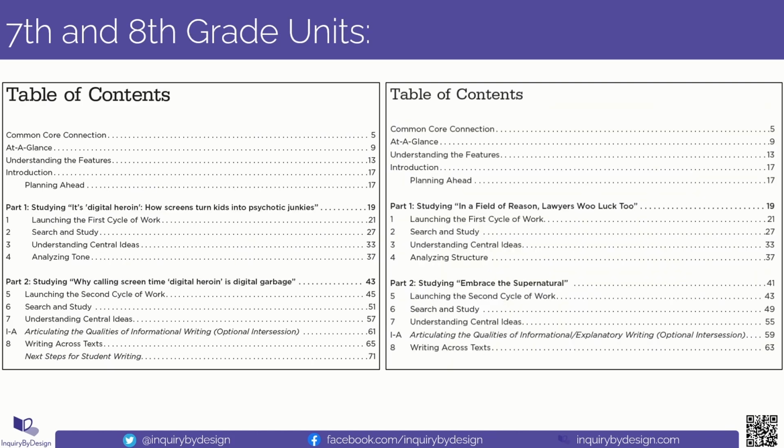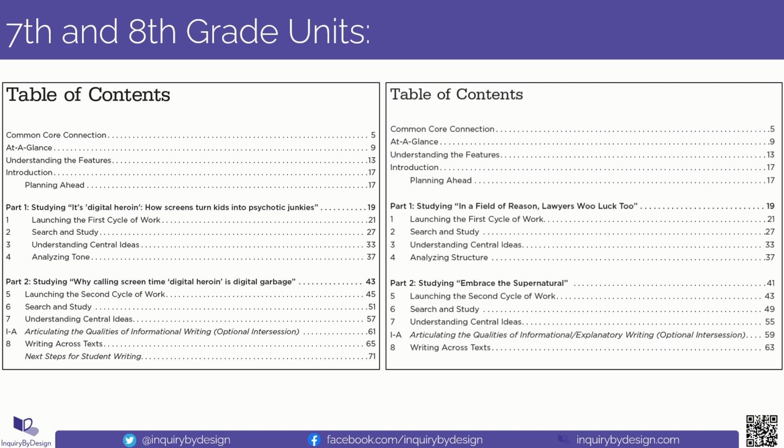At 7th and 8th grade, what you're going to find is a very similar structure, with 7th grade examining a set of texts focused on technology and addiction, in which the second author is directly responding to the first, and 8th grade looking at the ideas of superstition and ritual, with students reading about the unusual habits of typically no-nonsense lawyers, and then examining these habits through the lens of the ideas presented in the second text.